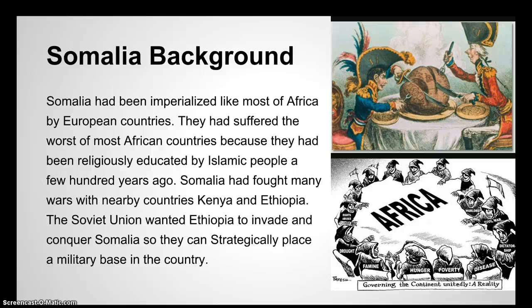Somalia had fought in many wars with nearby countries such as Kenya and Ethiopia, and the Soviet Union, during the time of the Cold War, wanted Ethiopia to invade and conquer Somalia so they could strategically place a military base in the country. And the thing is, if you look over here, here's the first picture. There's Europe dividing up Africa, eating it, and then the second picture is what these European countries did to Africa.